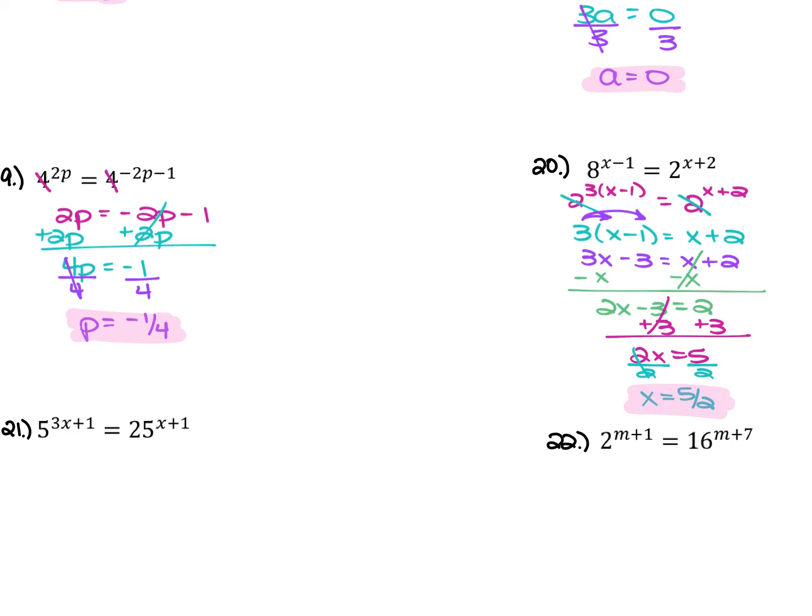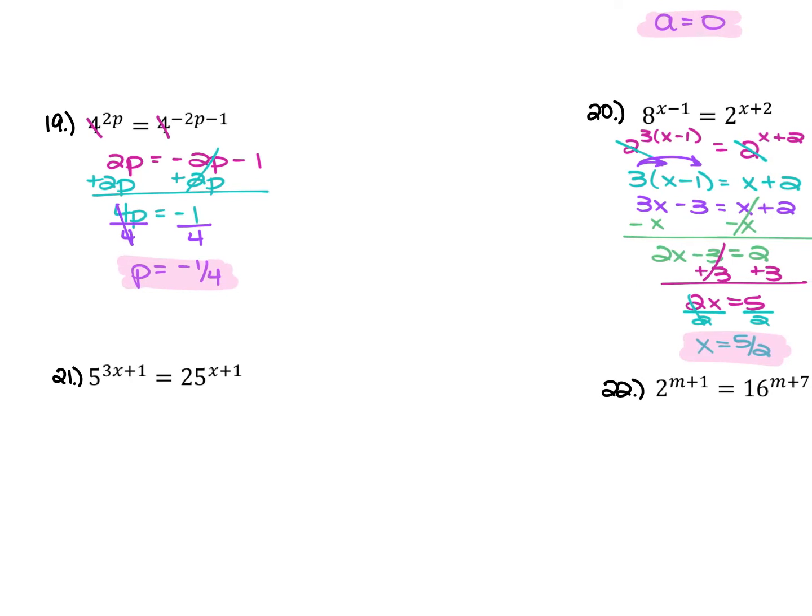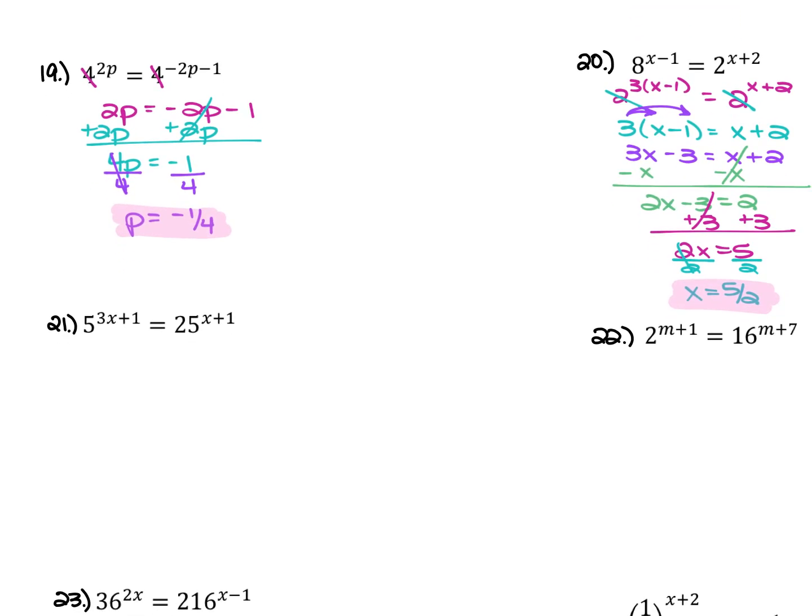For 21, you have 5 to the power of 3x plus 1 is equal to 25 to the power of x plus 1. The 25 can turn into 5 squared, so we'll rewrite this as 5 to the power of 3x plus 1 is equal to 5 to the second power times the power of x plus 1. We're going to get rid of your bases since they are the same. At the same time, I'm going to distribute that 2. So we're going to work with 3x plus 1 is equal to 2x plus 2.